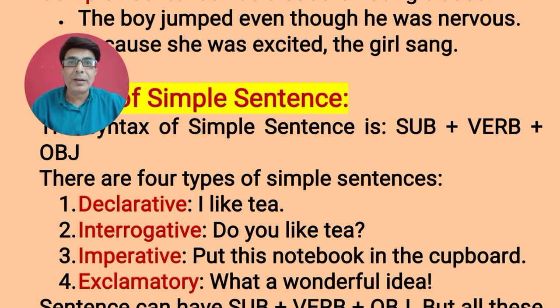Say for example, he is a teacher. It is a declarative sentence, simple sentence. He is a teacher. But when you want to ask a question, it becomes an interrogative sentence. Is he a teacher? So is comes before the subject. The sentence begins with the verb. Is your verb, right? So is he a teacher? This is an interrogative sentence.